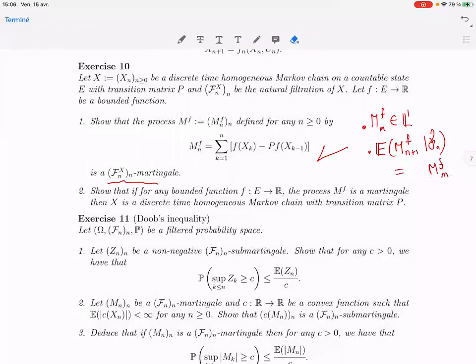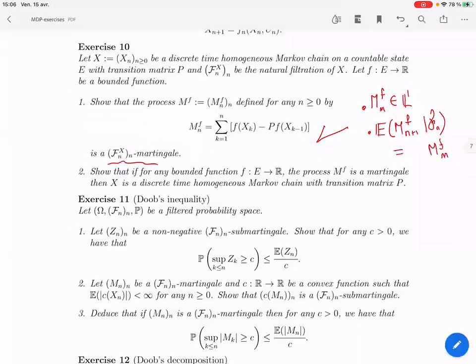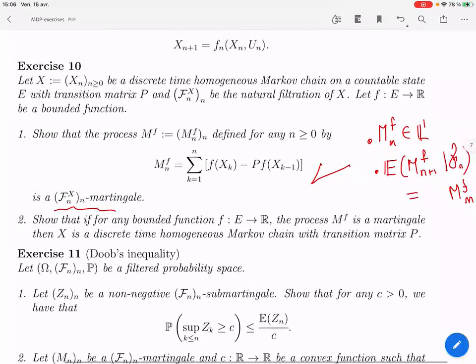So in fact, there is a very strong relation between Markov chains and martingales, which is provided exactly by this formula. So I have to show that M_n^f is a martingale. The first point, that it is in L1, is trivial because the function f is assumed to be bounded. So at each time you have a finite sum of bounded random variables, so it is integrable. Now we have to show the second condition.